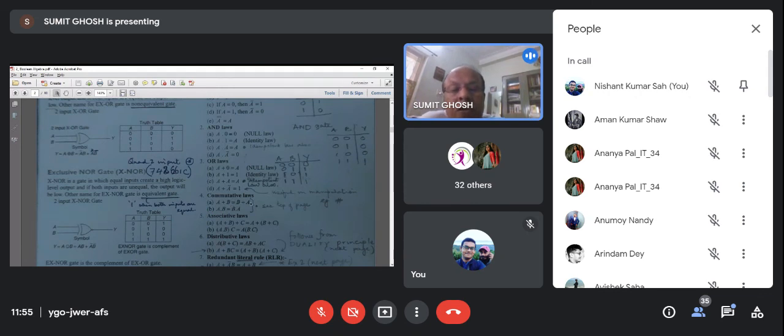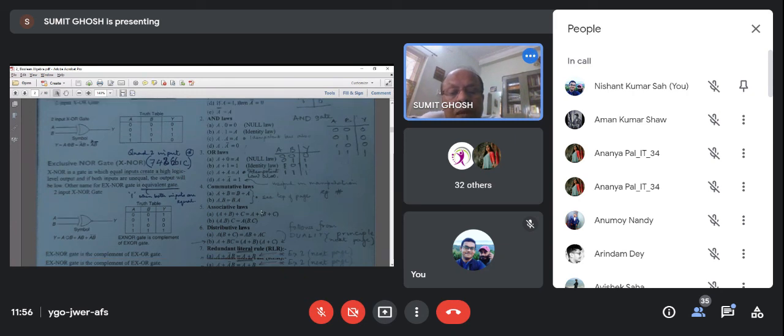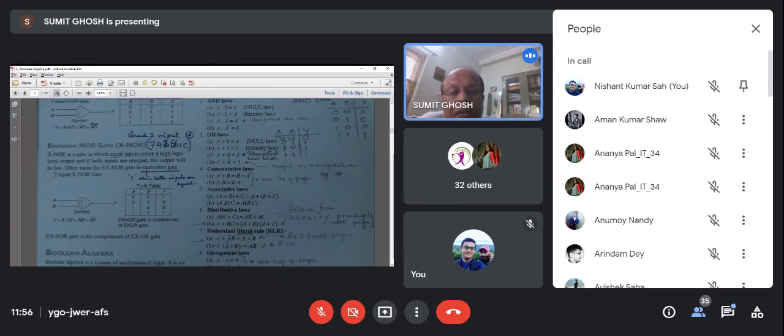A or B is equal to B or A. A and B is equal to B and A. Associative law: whether you associate B with A, or you associate B with C, it remains same. Similarly, if you associate B with A or you associate B with C, it remains same.